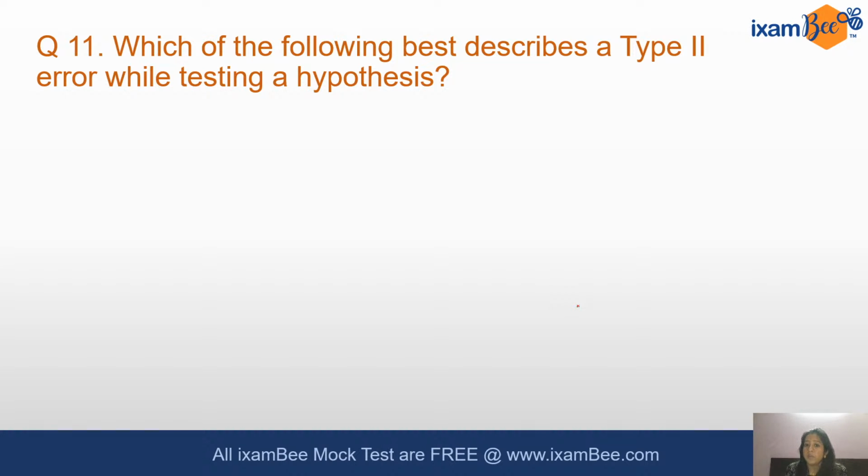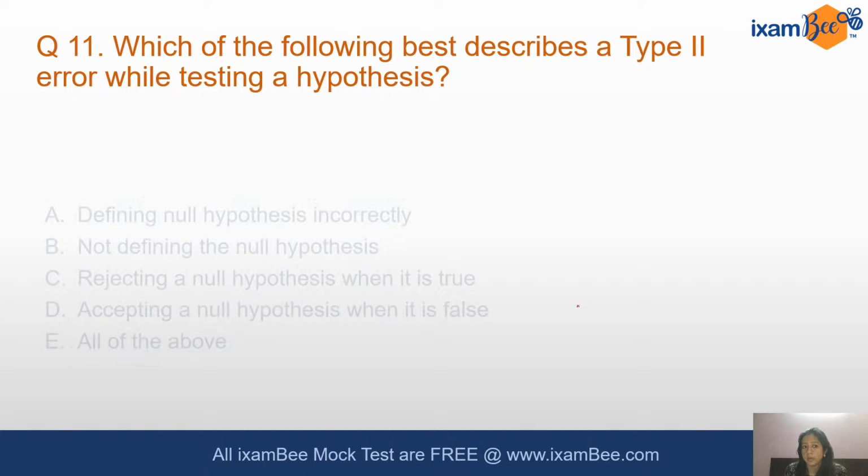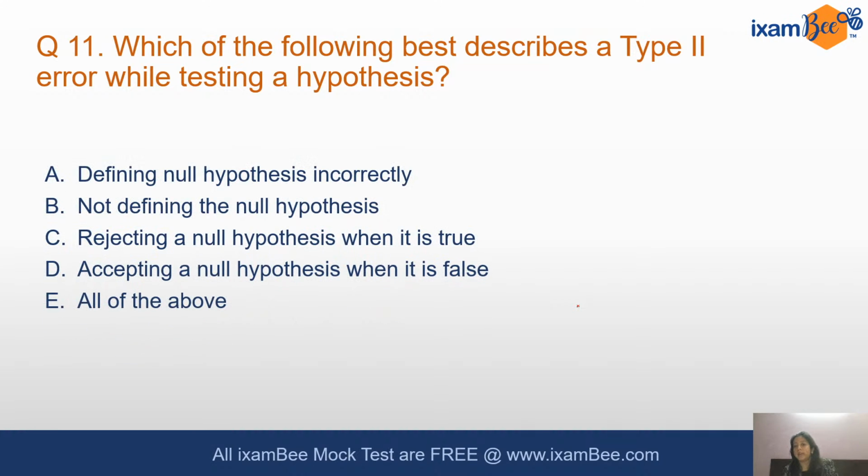So, this is quite an interesting question: which of the following best describes type 2 error? Okay, type 1 and type 2 errors are quite important and usually asked. Defining null hypothesis incorrectly, not defining the null hypothesis, rejecting a null hypothesis when it is true, accepting a null hypothesis when it is false. So all of the above represents type 2 error.